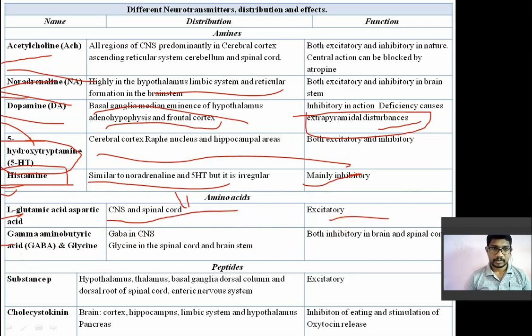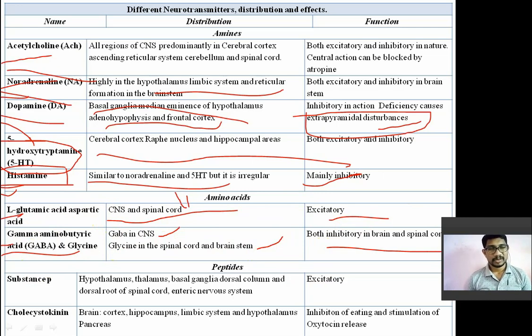GABA and glycine: GABA is found mainly in the CNS, while glycine is found mainly in the brainstem and spinal cord. Both are inhibitory in the brain as well as the spinal cord. Remember, a question can sometimes come on this.